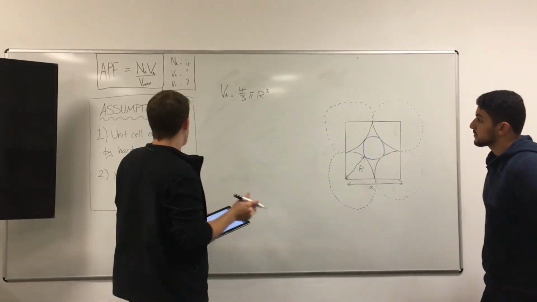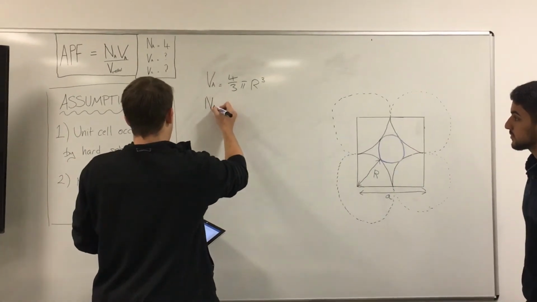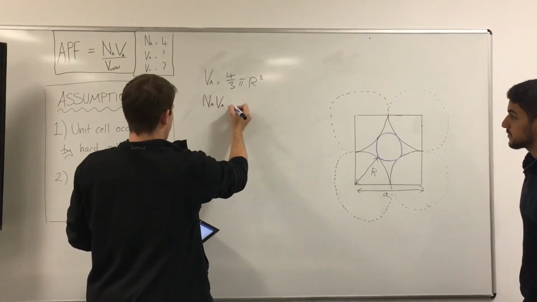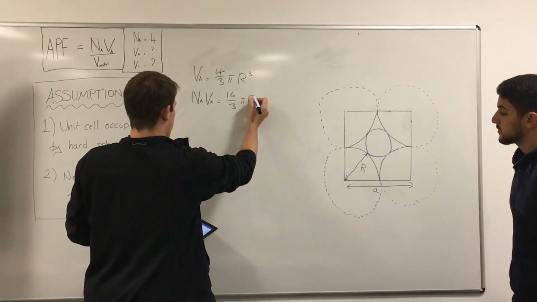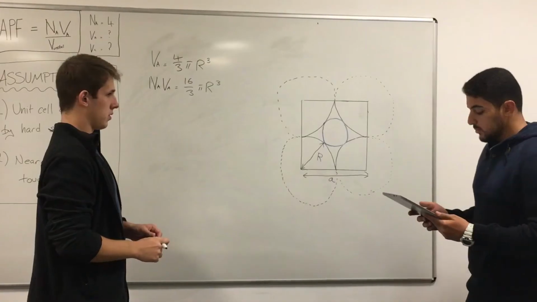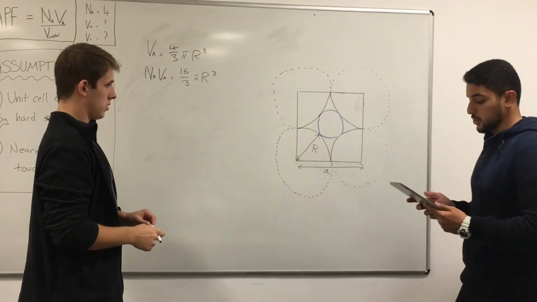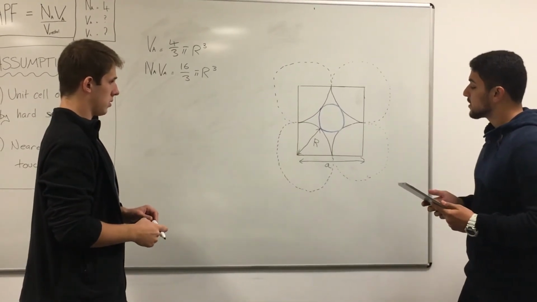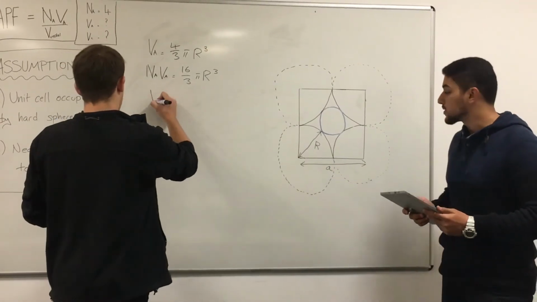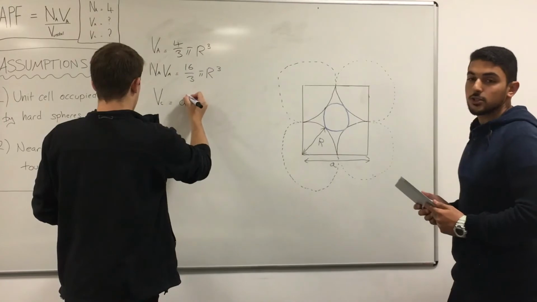And this means when we multiply it by the number of atoms, we get NaVa is equal to 16 over 3 pi r cubed. We see from our previous diagram, which was the entire unit cell, which was a cube, and from our diagram here, which is just the face of the unit cell, we see that the volume of the unit cell is just a times a times a, also a cubed.